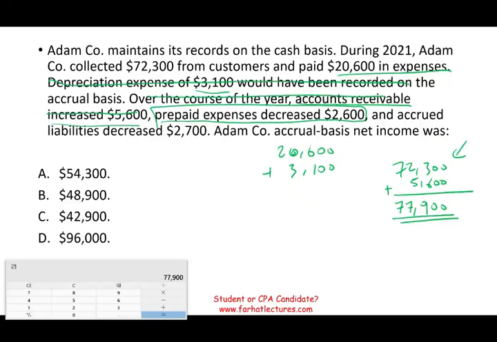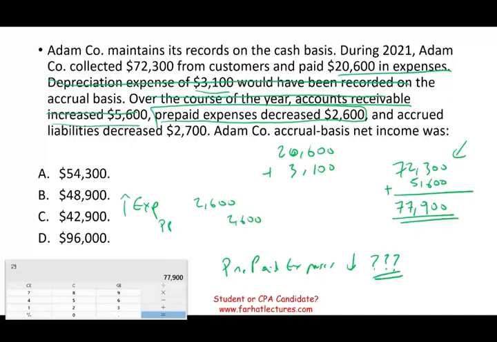So what happened here is your prepaid expenses went down. What does that mean, that your prepaid expenses went down? It means you are expensing certain items. Your prepaid expenses go down when you prepare the following adjusting entry. You debit an expense for 2,600, and you credit prepaid expenses 2,600.